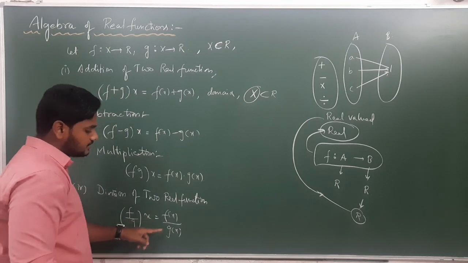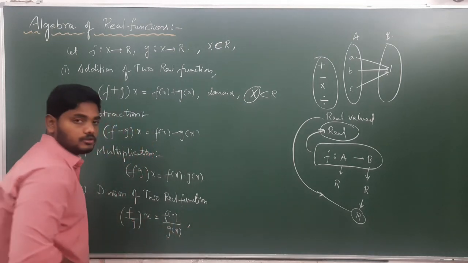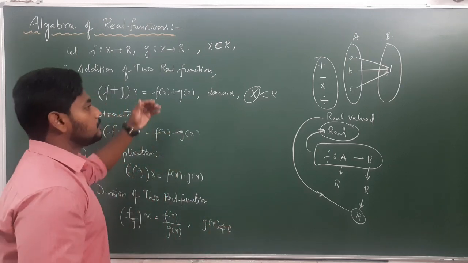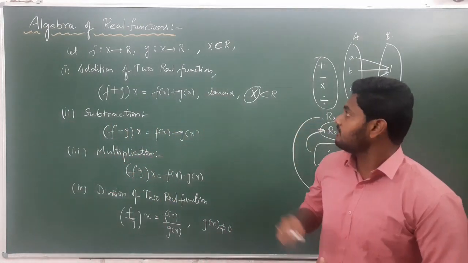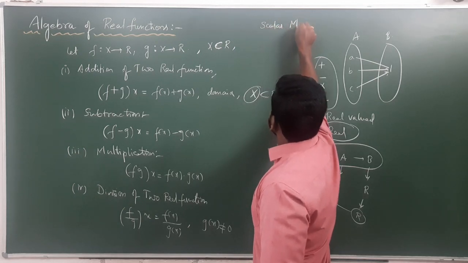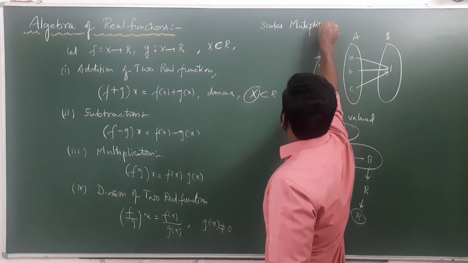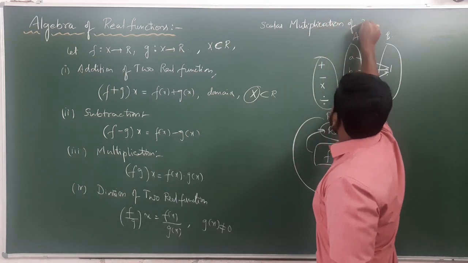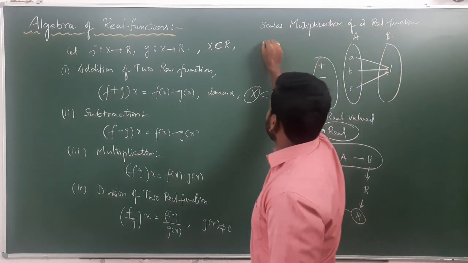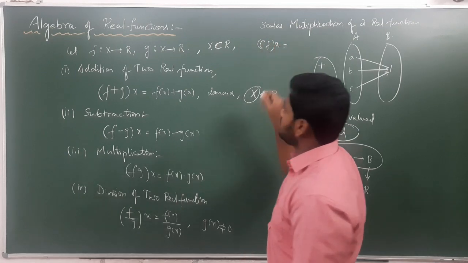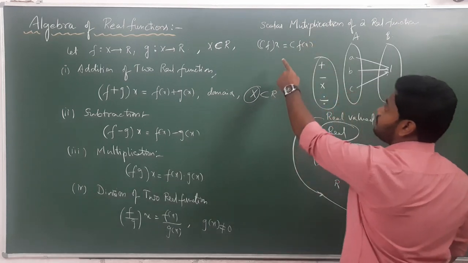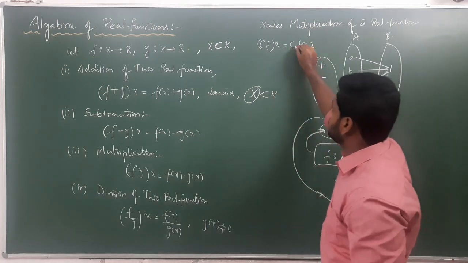But the condition here, as it is in the form of p by q, is that q should not equal 0. So g of x is not equal to 0. So these are some of the algebra of two real functions. Again, we can do scalar multiplication of real functions. If it is cf of x, we can write it as c into f of x.